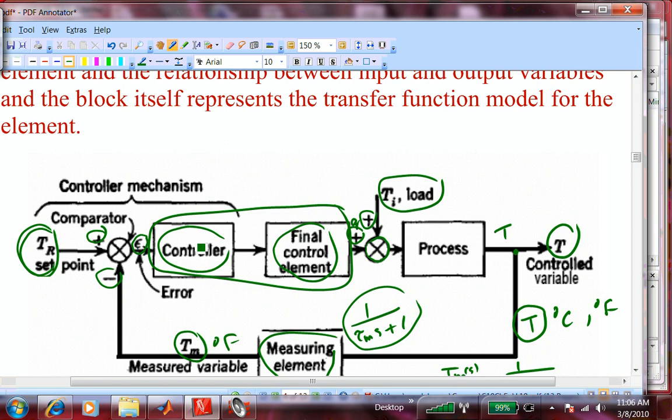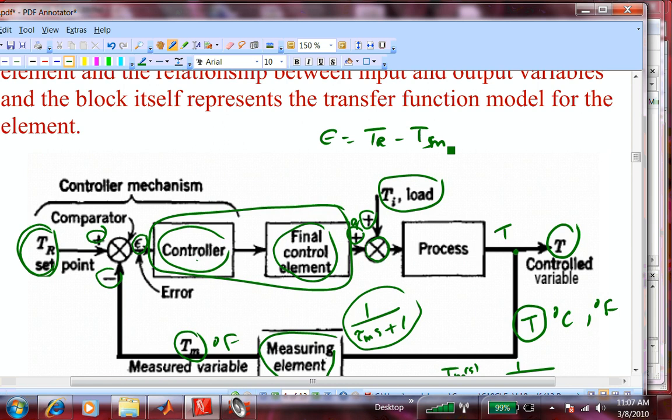Now let's look at the controller. What is the signal that is getting in? Let's combine these two and just look at the controller and the final control element. The controller is getting epsilon as a signal. What is the unit of epsilon? This is coming in degrees and that is coming in degrees. So the algebraic equation is simply epsilon, and there is an equation for each block. It is that equation that will tell you whether it is dimensionally consistent or not. So epsilon is Tr minus Tm. Tr and Tm both have the units of degree Fahrenheit, so epsilon must have the units of degree Fahrenheit.